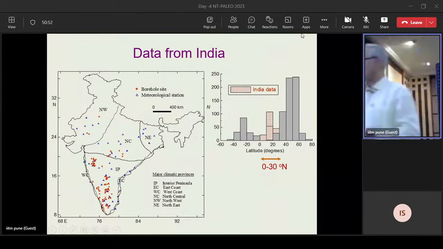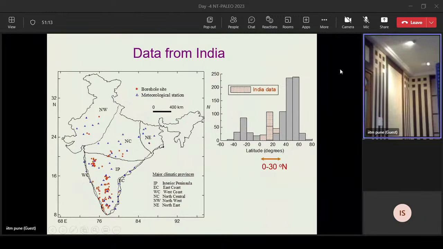Now, if you look at the distribution of boreholes that have been used for determining climate change in the northern hemisphere, you can see this is the latitude range, and you can see the distribution of boreholes used at different latitudes. What India does is fill a very important low latitude gap. There was a low latitude gap in such studies, and India, being in the latitude band of about 8 to 28, 30 degrees north, very nicely fills this gap.